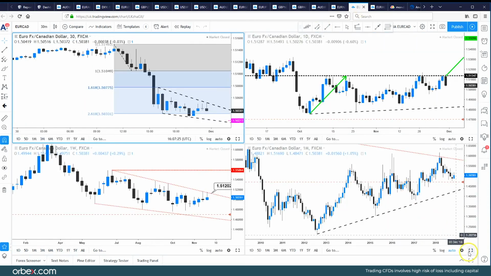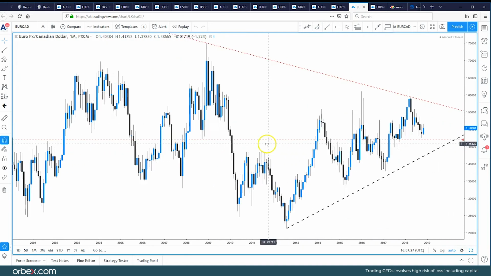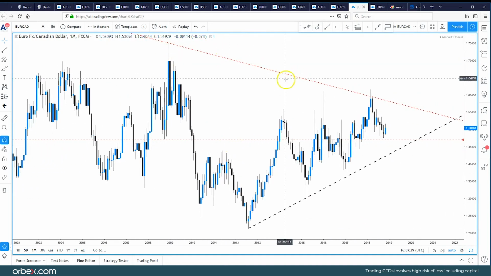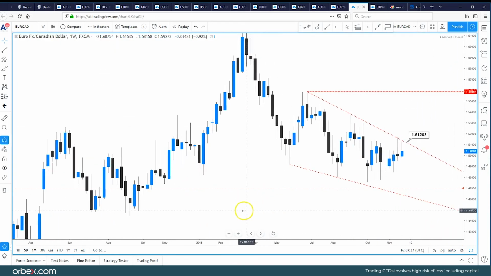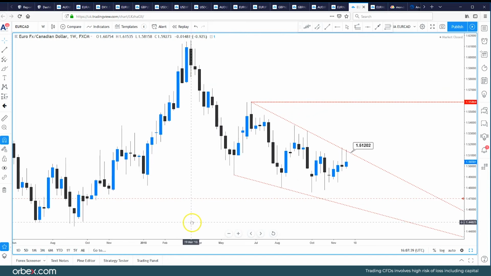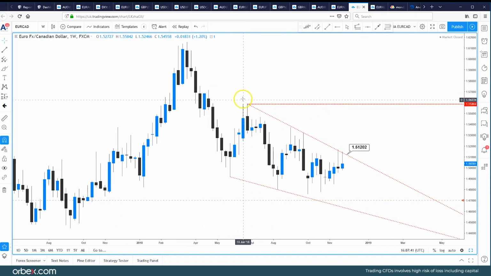Euro CAD, and similar to Euro New Zealand, we're in a large triangle formation. Has an eventual bias to break to the downside. Weekly chart, and this skews that long-term bias. We've actually looked to be forming a bullish ending wedge pattern. We need to see a break of 151.20 for correction higher towards 155.86, which is the start of the wedge formation.